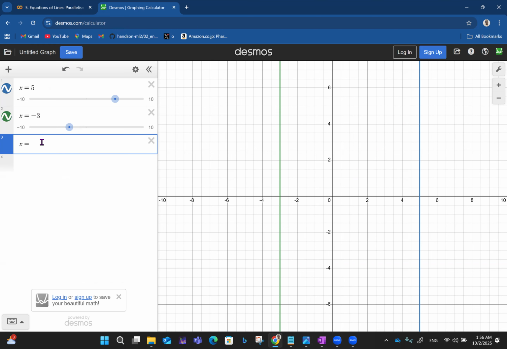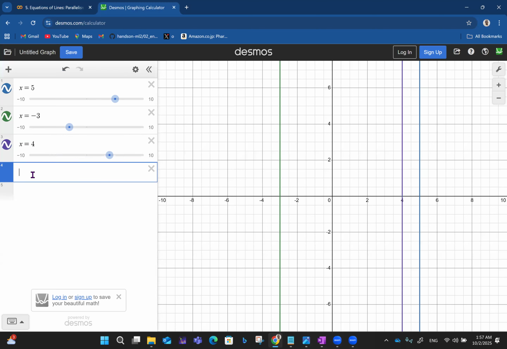X is equal to 4, x is equal to minus 3, and let me say x is equal to minus 1 now. So you can see they are all parallel.